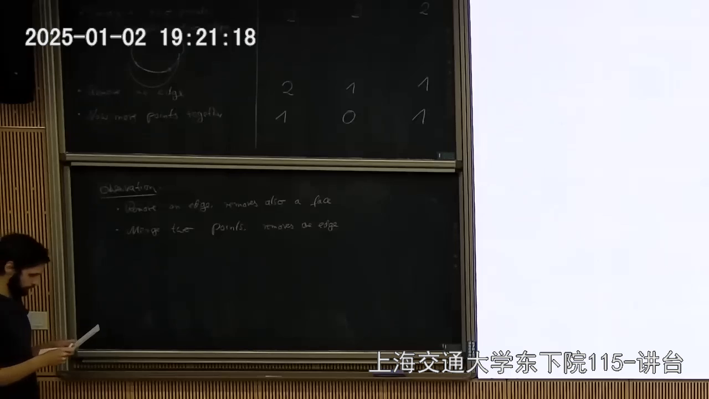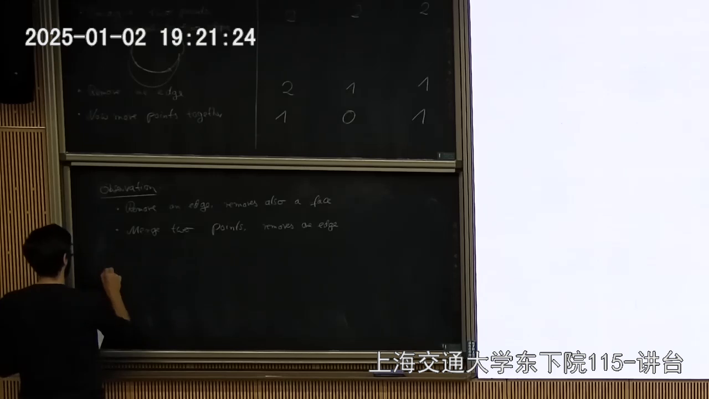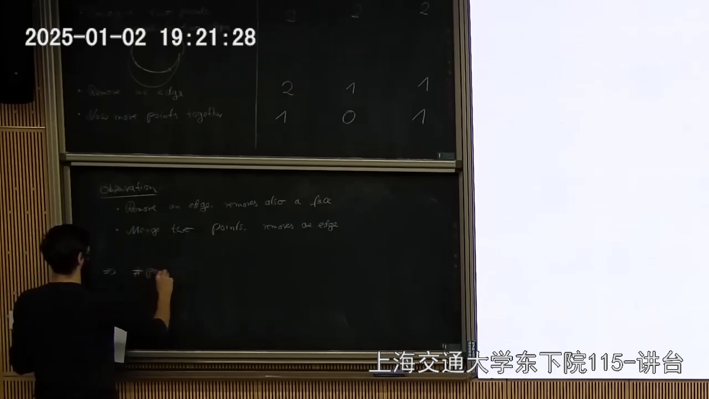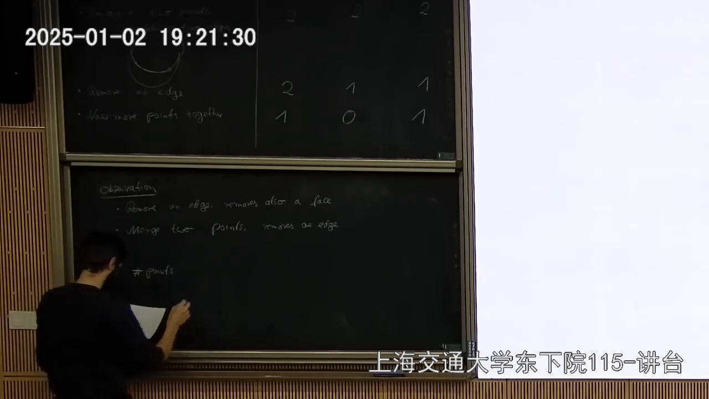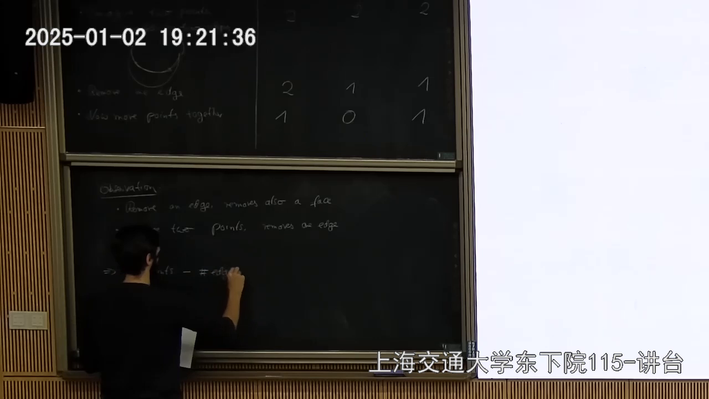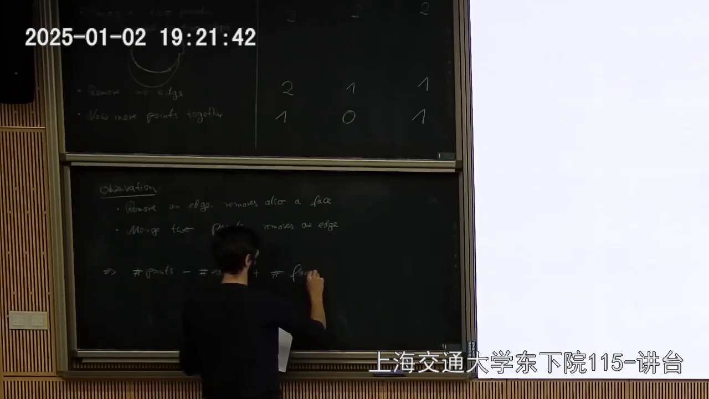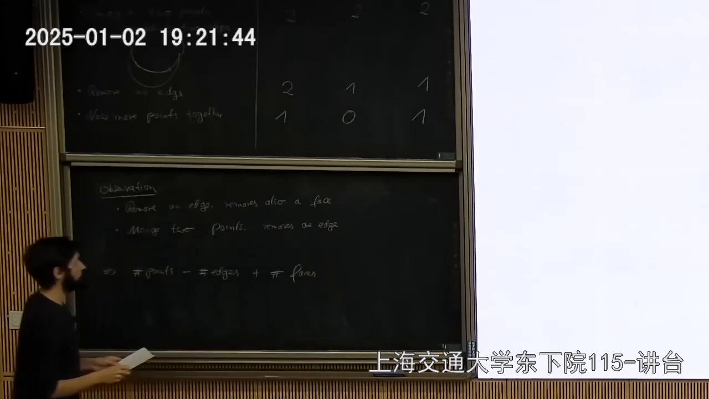So in total, the observation is that the number of points minus the number of edges plus the number of faces is not changed.